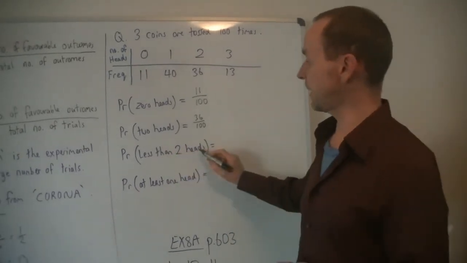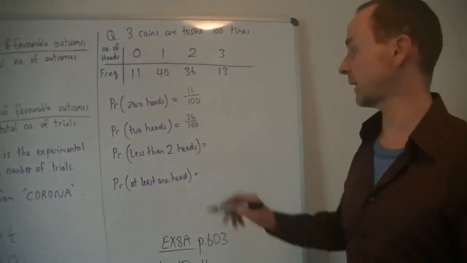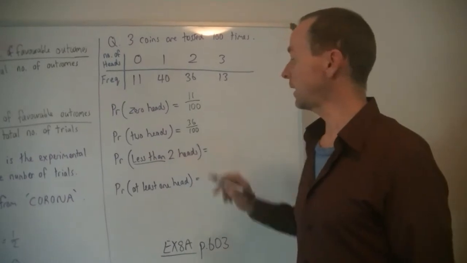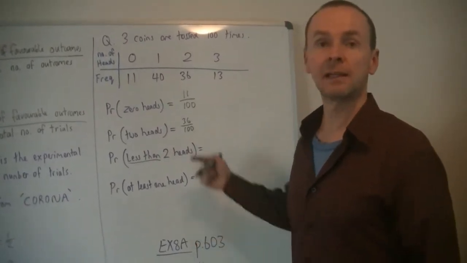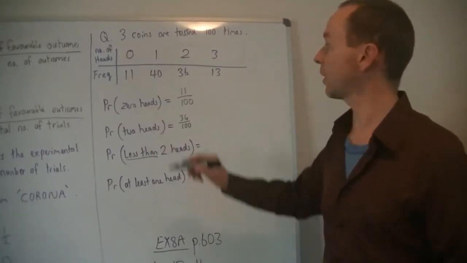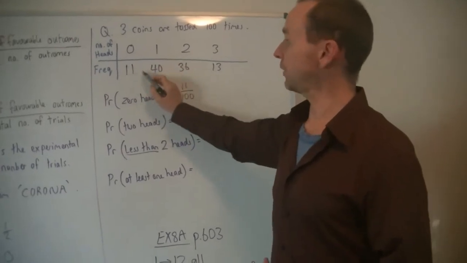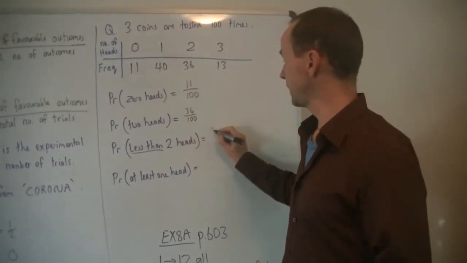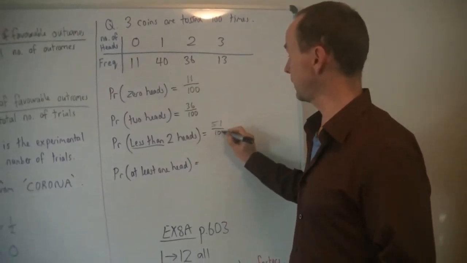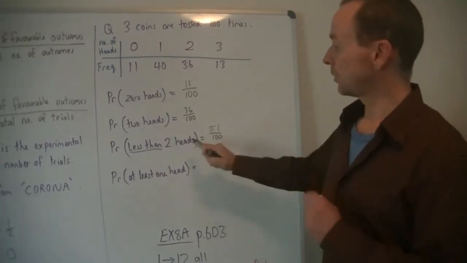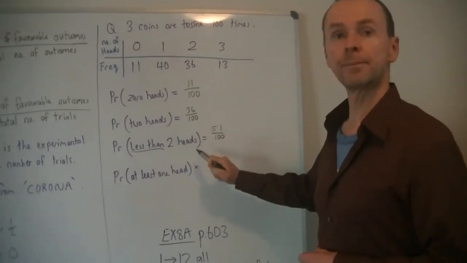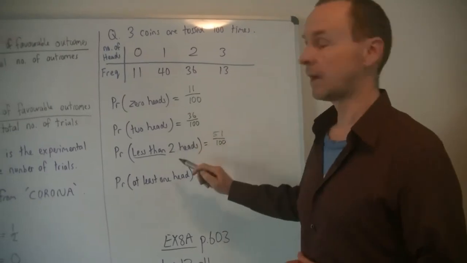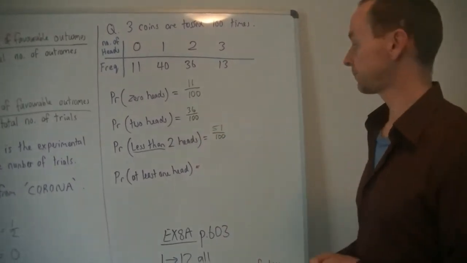Probability of less than 2 heads. Now you've got to be careful with the language here. Less than 2 does not mean 2. It means 1 or 0. So 1 or 0, add those 2 together, it's 51. So it's 51 out of 100. If it said not more than 2, that would be 0, 1 and 2. But you've just got to be careful of the wording.